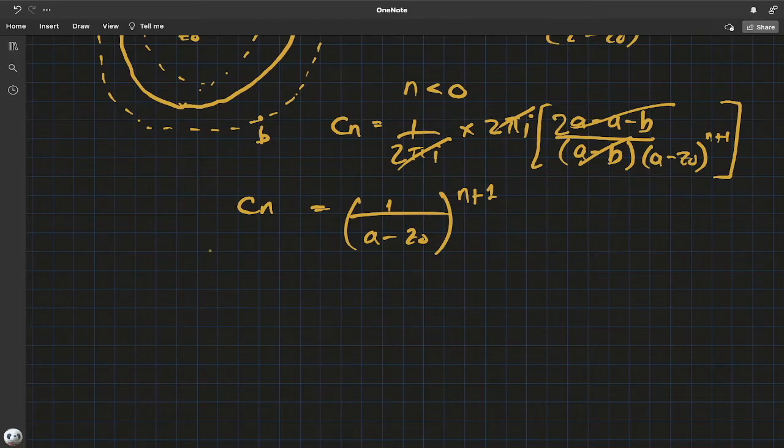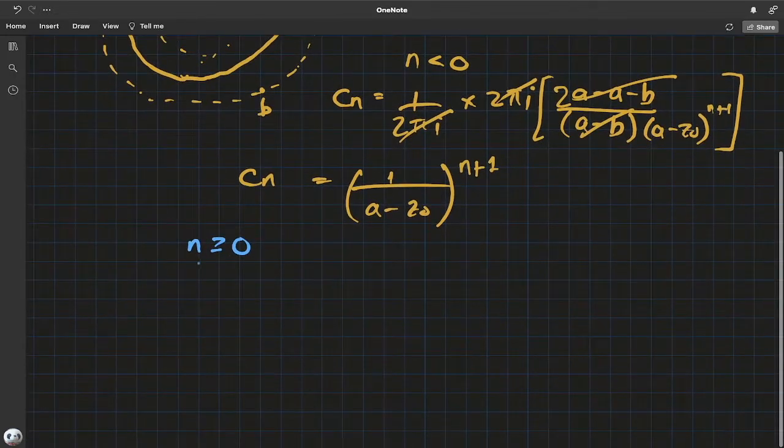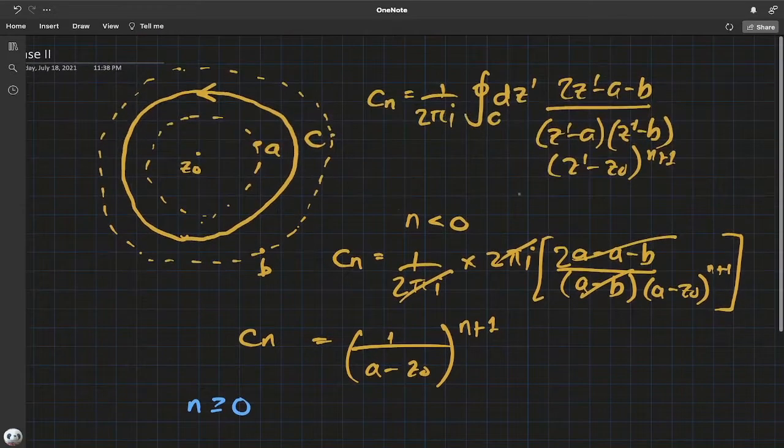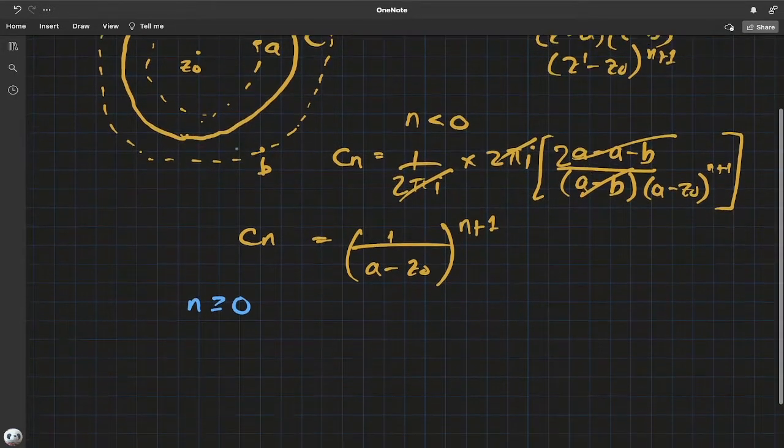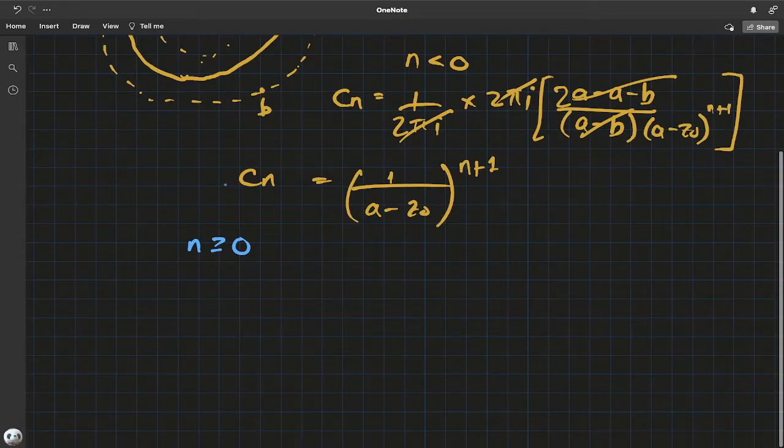Let's look now at the positive semi-definite case, the n greater than or equal to 0 case. Well, for n greater than or equal to 0, z0 will create a problem, and so will a. So we need to account for two singularities, and a really good way to do this, if you've seen my previous videos on this topic, is to deform the contour.